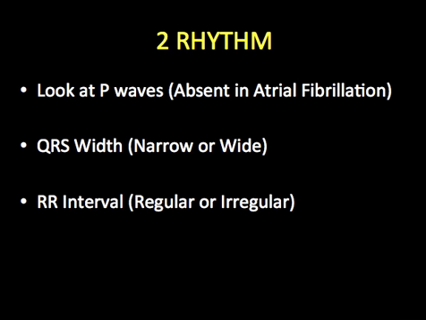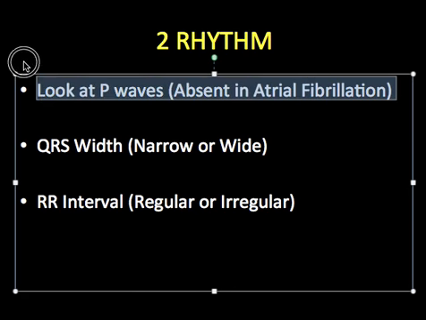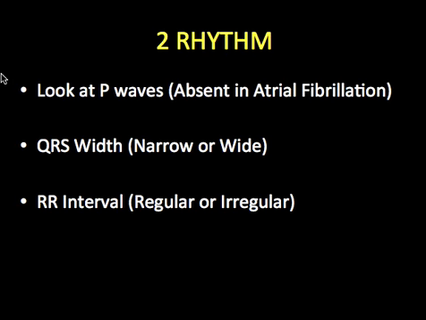Let's talk about the rhythm. When you look at the rhythm, you need to ask yourself 3 questions. One, is there a P wave? If P waves are present, then the rhythm is sinus, and if the P waves are absent, the most likely arrhythmia is atrial fibrillation. That's the most common arrhythmia.